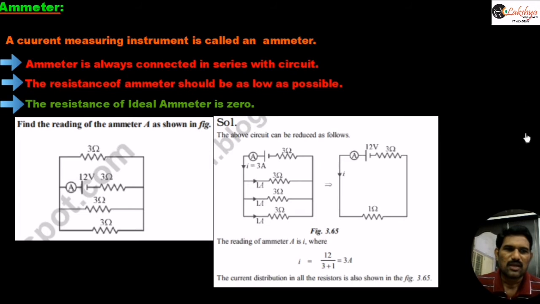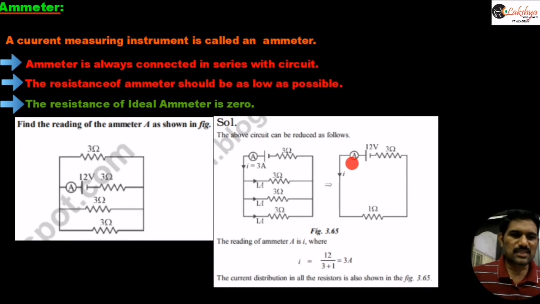current passing through this path here, then we need to connect this ammeter here, and similarly if you want to find the current passing here, then we need to connect an ammeter here. So it is always connected in series with the circuit where we want to find the current, right? And the resistance of this ammeter should be as low as possible. So here we are connecting this resistance in series.